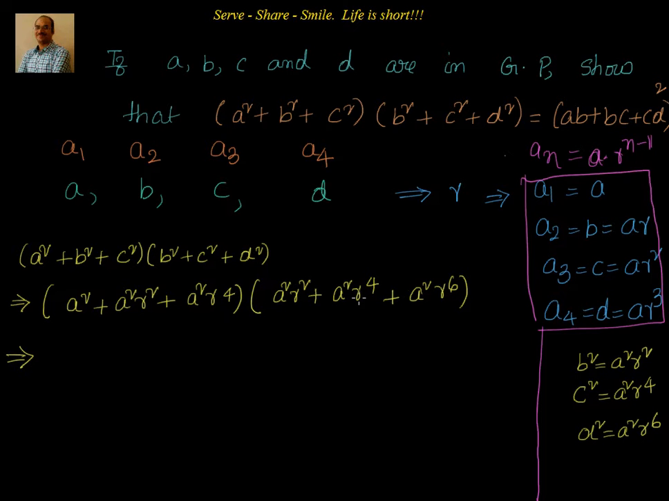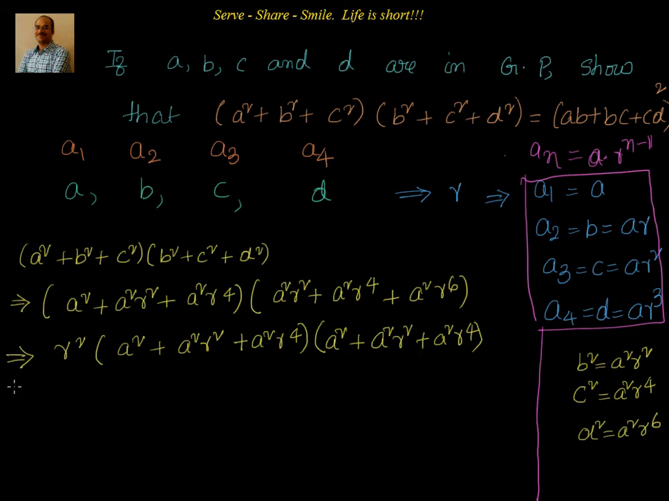Now, do we see any similarity between them? Can I take anything common here? I see a²r², a²r⁴. Here I see a²r², a²r⁴, a²r². So the second expression is nothing but r² into the first expression. So I can take r² common and I can write it as (a² + a²r² + a²r⁴), multiplied with again (a² + a²r² + a²r⁴).